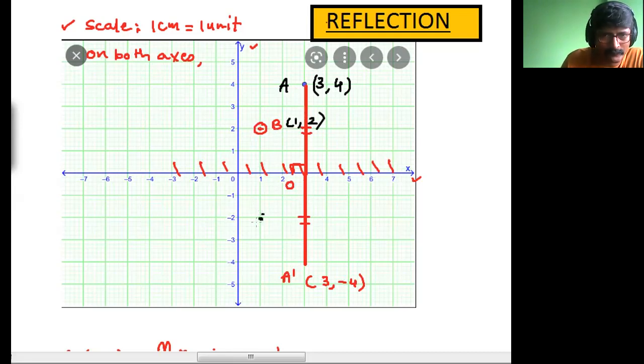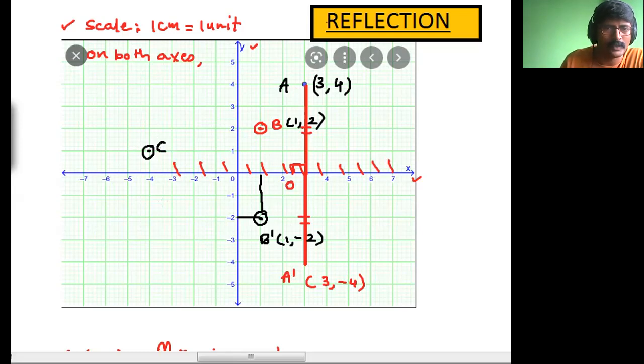Do you understand it? So this will become B prime and can be written as 1 comma, because this is 1 and this is minus 2. I hope you understood, isn't it? This is 1 and minus 2. So 1 comma minus 2. I hope everyone understood. Okay, I'll take one more example. Let's say this is another point.